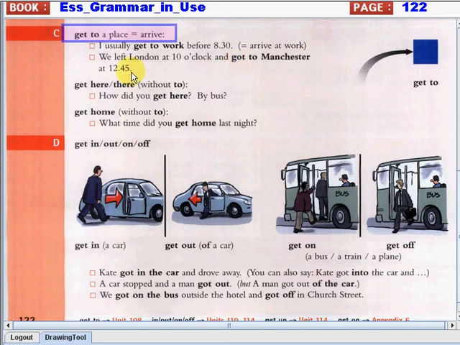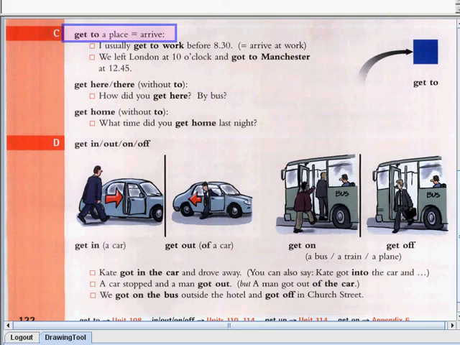Now, let's give some more examples using the word get to a place that is equal to the word arrive. If someone asks you this kind of question, like what time did you get there? You can answer like this: I got to the airport at 3 p.m. So meaning you arrived at the airport at 3 p.m.